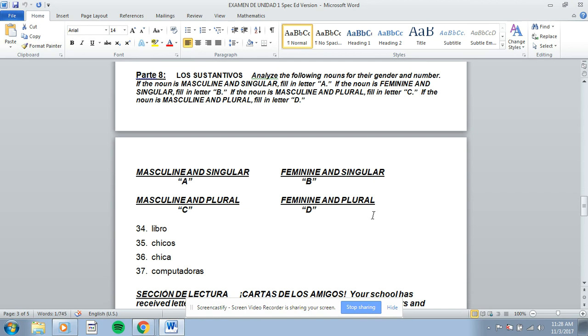Parte 8, part 8. 34, 34. The word is libro. Look at the ending of the word and decide if it's masculine and singular. If it is, put an A by it. If it's feminine and singular, put a B. If it's masculine and plural, put a C. If it's feminine and plural, put a D.